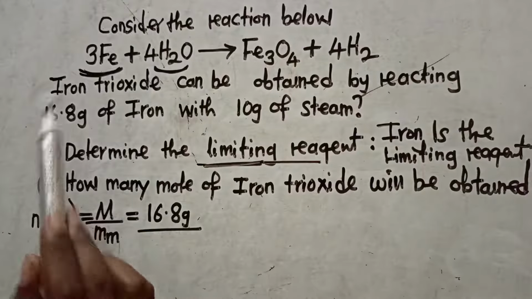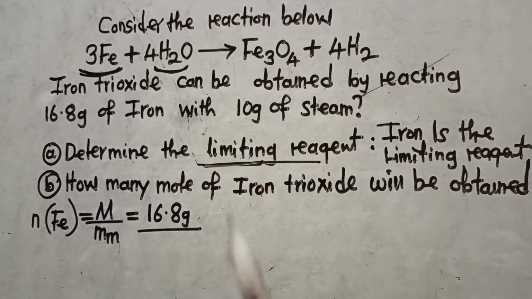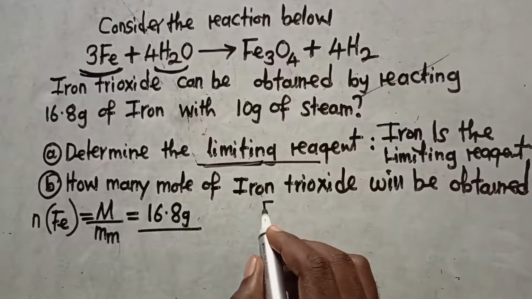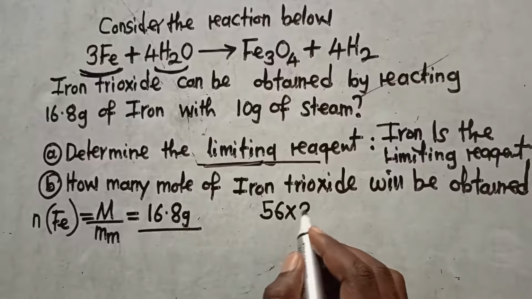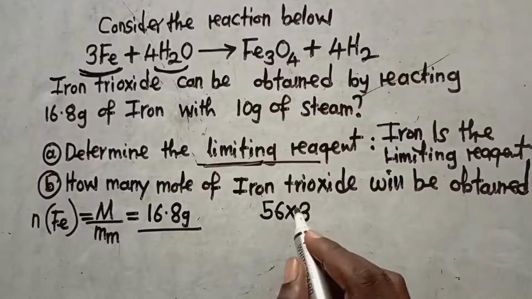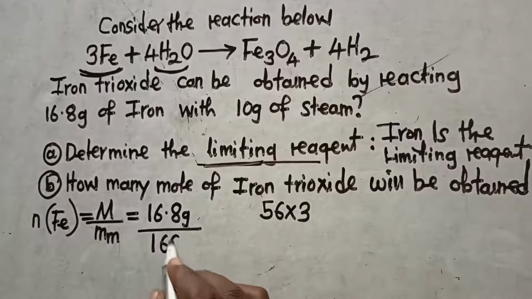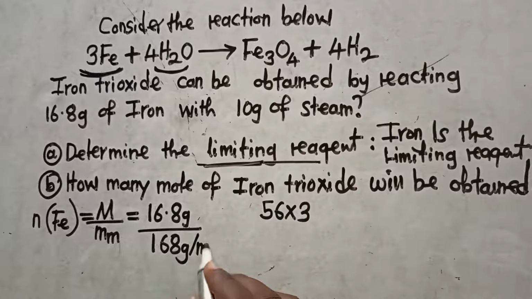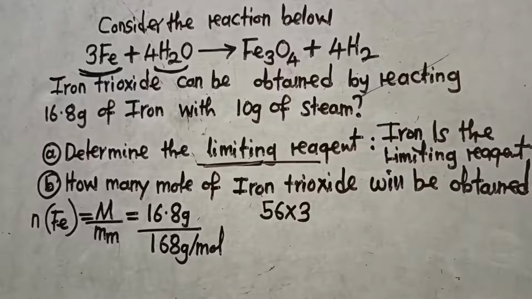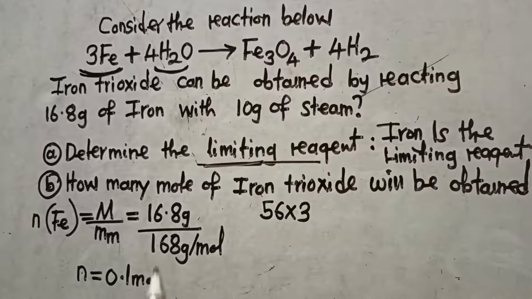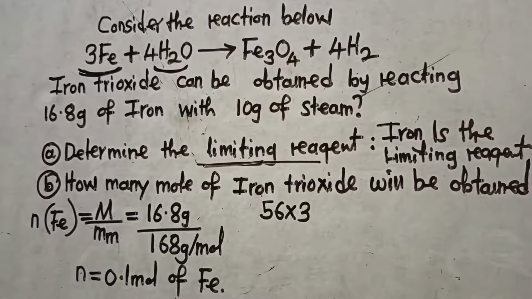Now, there is a 3. We are using a balanced equation, so there is a 3. We multiply that by 3. We say 56 multiplied by 3. If I'm not mistaken, this gives you 168. You can confirm this with me. So it is 168 grams per mole. If you divide here, the number of moles will be equal to 0.1. So 0.1 moles of iron. I'm done with the iron.